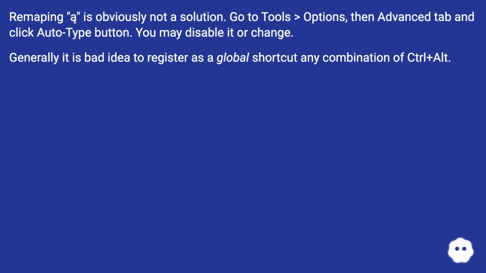Remapping Ą is obviously not a solution. Go to Tools > Options, then the Advanced tab and click the Auto Type button. You may disable it or change it. Generally, it is a bad idea to register as a global shortcut any combination of Control plus Alt.